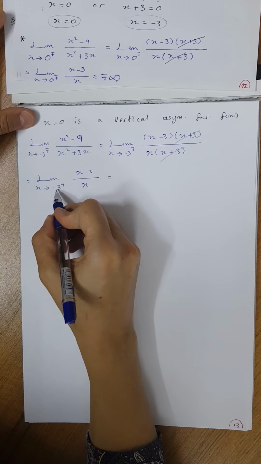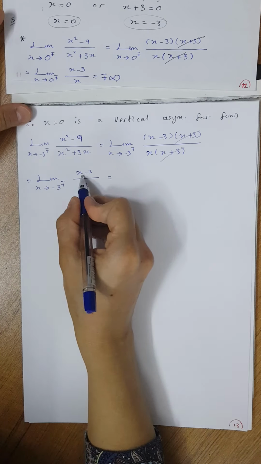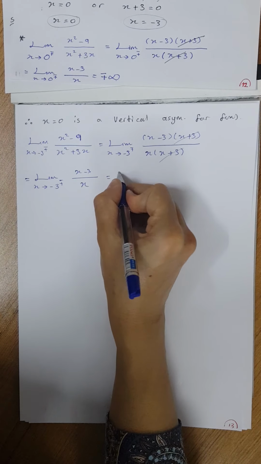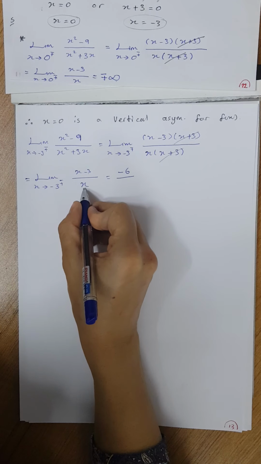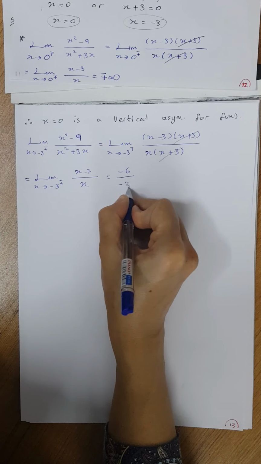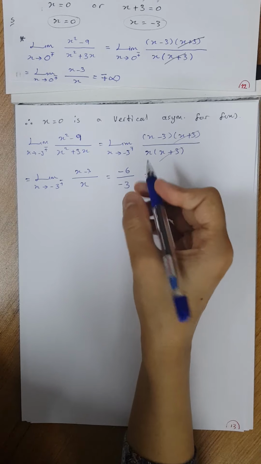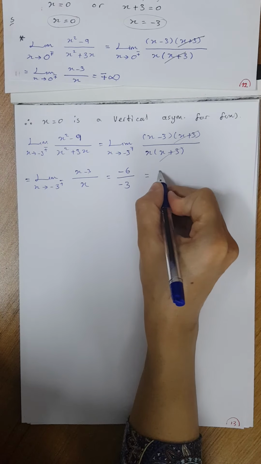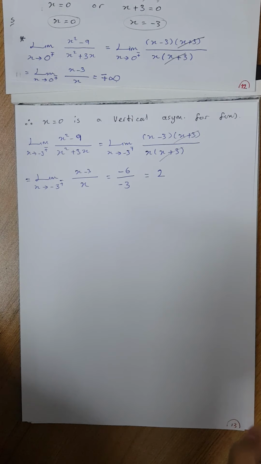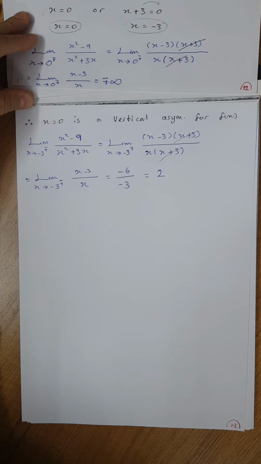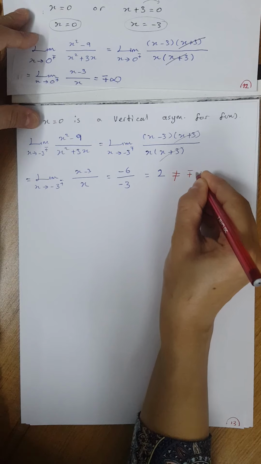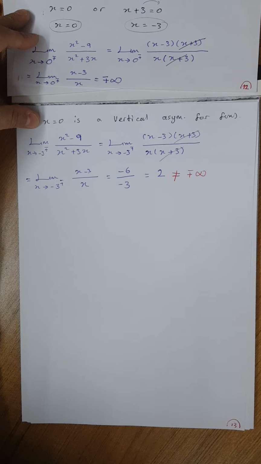If you put minus 3 into here, what will I get? Minus 6. If I put minus 3 into here, what will I get? Of course, minus 3. What is the result of this one? Minuses cancel each other. Okay, 6 divided by 3, I got 2. Okay, if you look at that 2, is it infinity or negative infinity? No. That 2 is not equal to positive nor negative infinity.